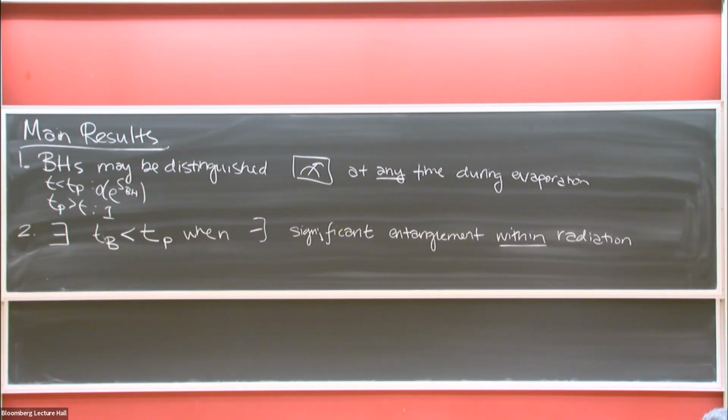The question was, does that affect the shape of the curve that you're drawing on the upslope? It doesn't really affect this entropy curve, and it doesn't affect the curve for mutual information. The mutual information will only be affected at the Page time. But these other quantities actually are sensitive to quantum correlations even before the Page time.